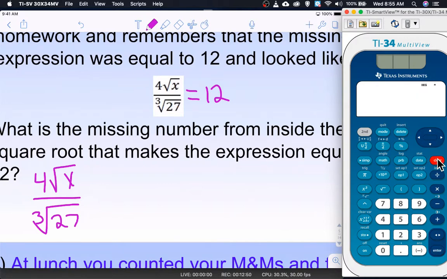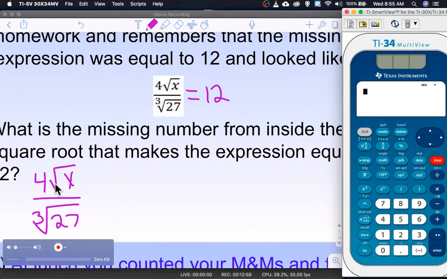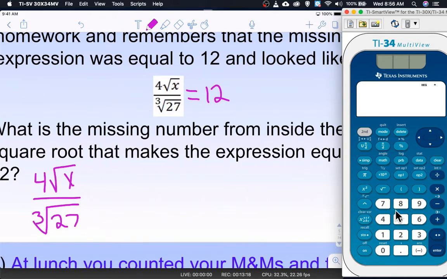Instead, I'm going to simplify the problem as much as I can first. Looking at the top of my expression, this 4 square roots of x, I can't really simplify that. It's just 4 times the square root of x, and because I don't know what x is, I can't simplify it. But the denominator of the fraction, I can. That's the cube root of 27. The cube root of 27 should be 3, if my brain's working well today. There we go.